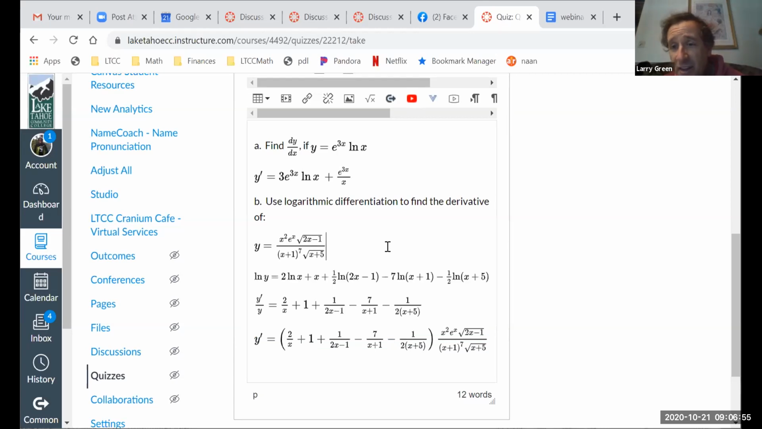Okay. How long would this take if you didn't use logarithmic differentiation? Do you think any of you could have done this in the 20 minutes of the quiz? Yeah, I don't think so. Okay. And by the way, how long do you think it would take if you had to use a limit definition? Yeah, that would probably take weeks. Even longer. That would be like weeks of your life.